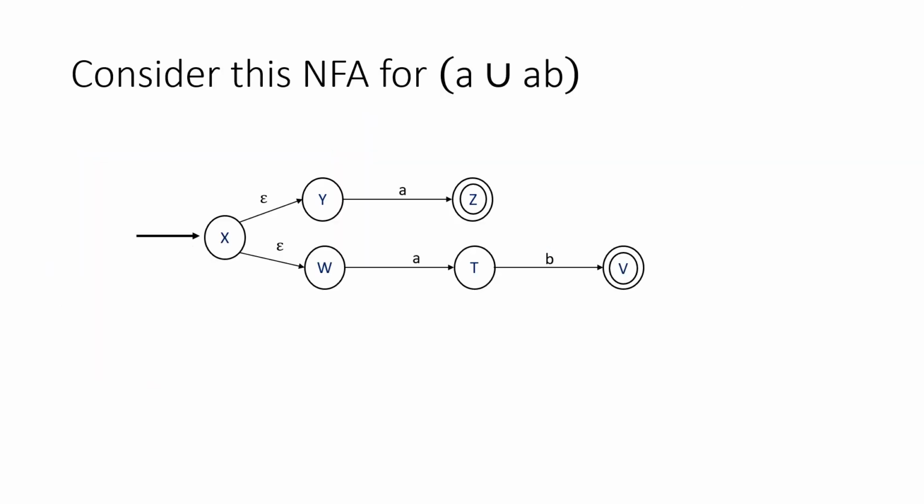How do you deal with NFAs that have epsilon transitions? This particular NFA has an epsilon transition from state X to Y and W. The previous example that we saw had all the arrows defined, or it went to a fail state. But in this one, somehow I have to say something about the arrows that go from X to Y and W. That's where we're going to have to define something called the epsilon closure.